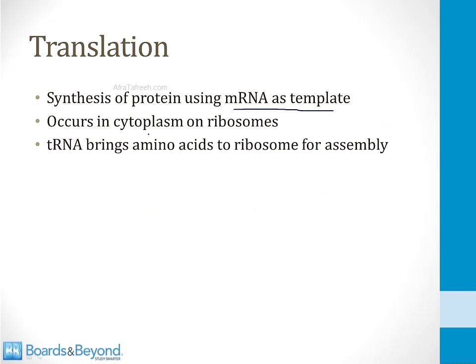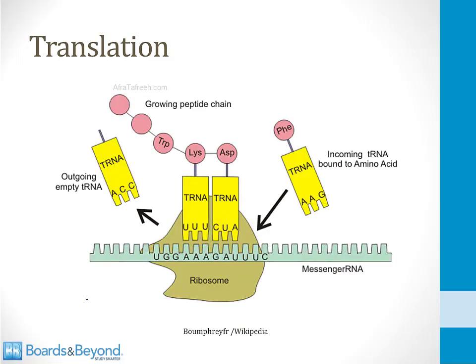It occurs in the cytoplasm on ribosomes, and the way it works is that tRNA molecules bring in amino acids to the ribosomes for assembly into proteins. We're going to get into the details of translation in this video, but first I just want to give you the big picture. So shown on the screen is a molecule of messenger RNA.